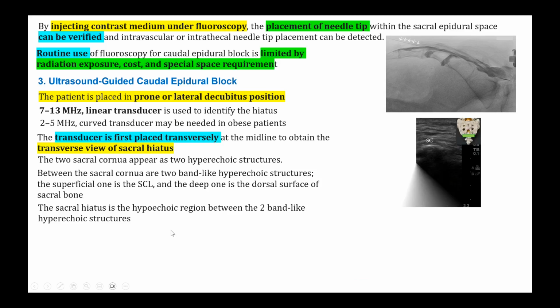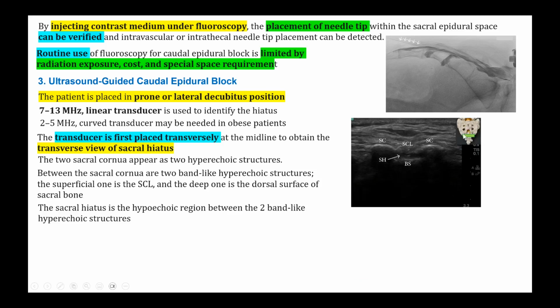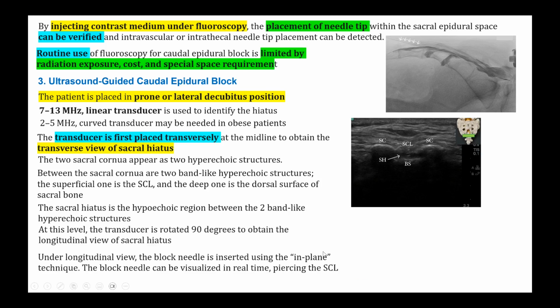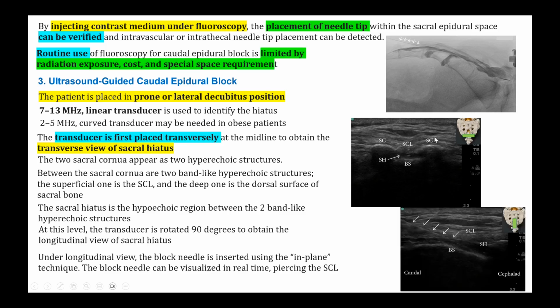So this is how you first place the transducer across, and you can see the following structures: the sacrococcygeal ligament, the bone, and the sacral cornua. Both of them are seen. This is the sacral hiatus. At this level, you can rotate it to 90 degrees. After initially identifying like this, you rotate it to 90 degrees. Then you can see the entire length of the caudal epidural space and sacral hiatus, and you can immediately do an in-plane insertion of the needle.